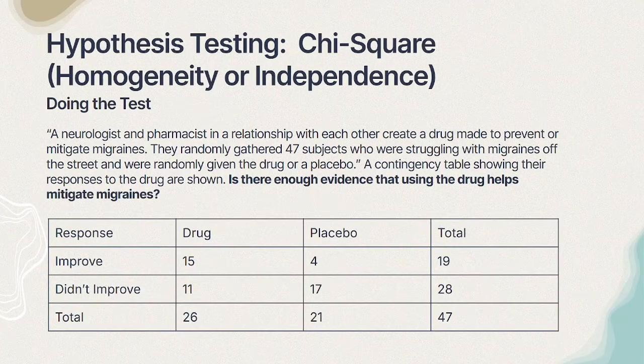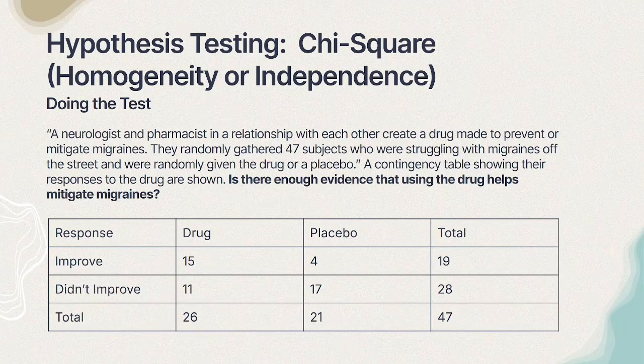Now, hypothesis testing. Our final example uses a contingency table. Researchers test a new migraine drug on 47 randomly selected subjects, giving some the drug and some a placebo. Of those who took the drug, 15 improved and 11 didn't. Of those on the placebo, 4 improved and 17 didn't. Is there enough evidence that the drug actually helps mitigate migraines?